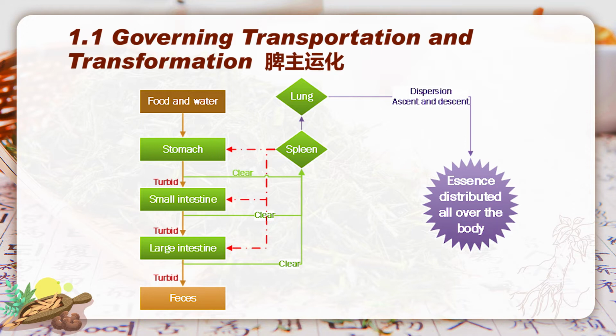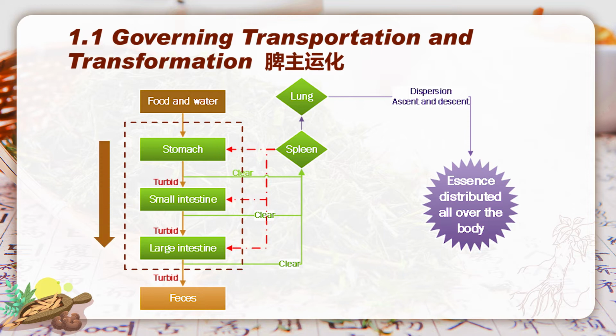In the flow chart, the left part demonstrates the routine of food and water moving in the body, from stomach to small intestine, to large intestine, and finally leaving the body in the way of feces. We can see the direction of the whole process is downwards with brown arrow.